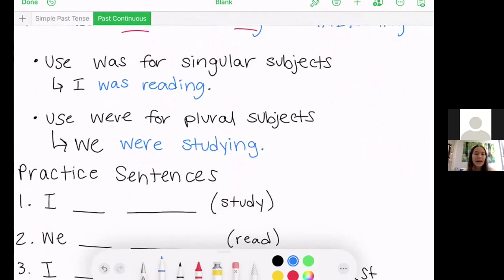For subject-verb agreement, you need to use was for singular subjects and use were for plural subjects. So on this one, I is a singular subject, just me, one person. I was reading. So again, we can see that we have was and we added ing to our main verb. Use were for plural subjects. We, that is many of us, so two or more people. We were studying. So there's our were, and we added the ing one more time. Study is our main verb, we added ing.